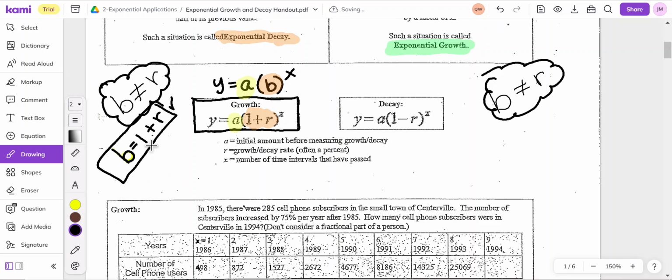This one is true. Okay. B is equal to the number 1 plus the value of R. It is not directly equal to R. There's a 1 there. In this case, that's for growth. For decay, B is equal to 1 minus R.